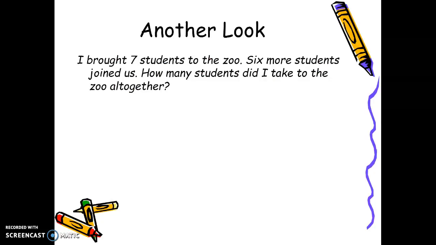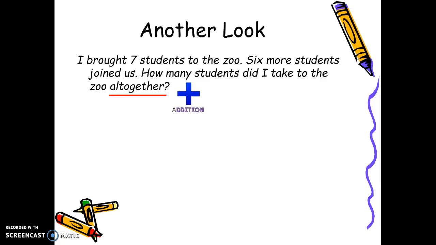So let's take another look at our word problem. I brought 7 students to the zoo. 6 more students joined us. How many students did I take to the zoo altogether? So take a minute. Look at this word problem once again. And how do we know if we're adding or subtracting? Now I hope most of you are thinking to yourselves, the word altogether is our keyword. And altogether we know means that we are adding.